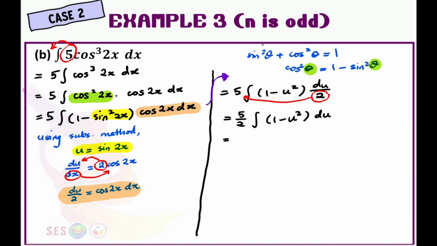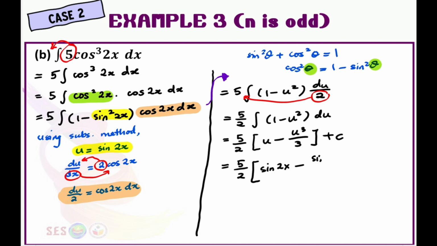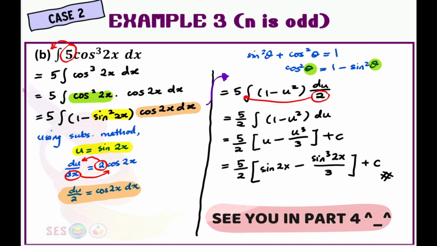Okay, so we can directly integrate now. Integrate 1, we'll get u. Integrate u squared, we'll get u cubed over 3. Don't forget plus c. So substitute back what is u. u is sine 2x, so u cube is sine cube 2x over 3. Don't forget plus c. And we are done. Senang kan?